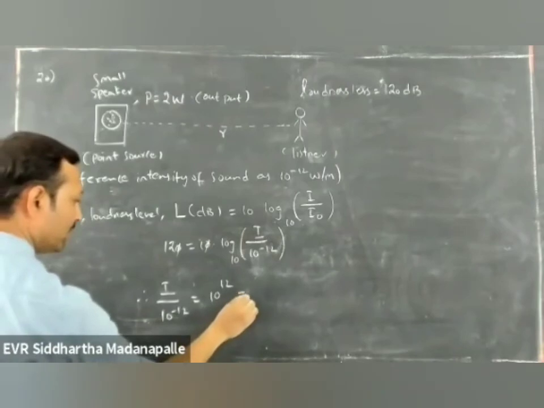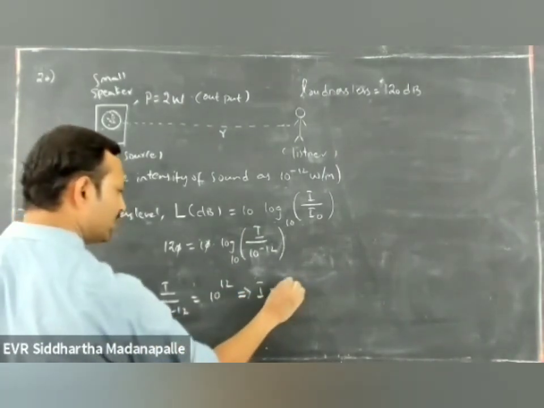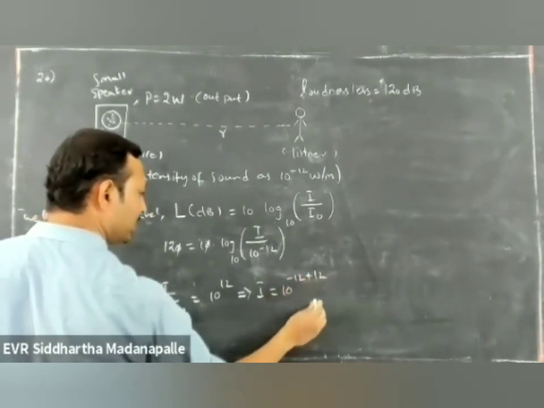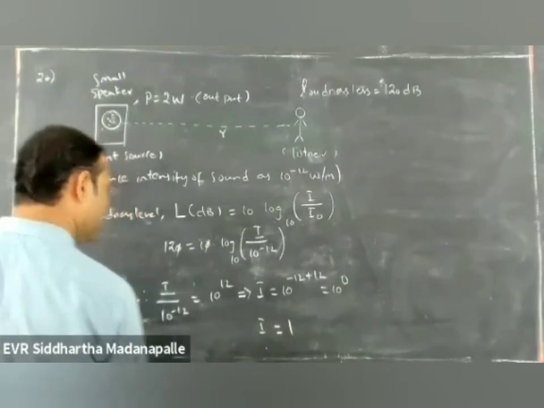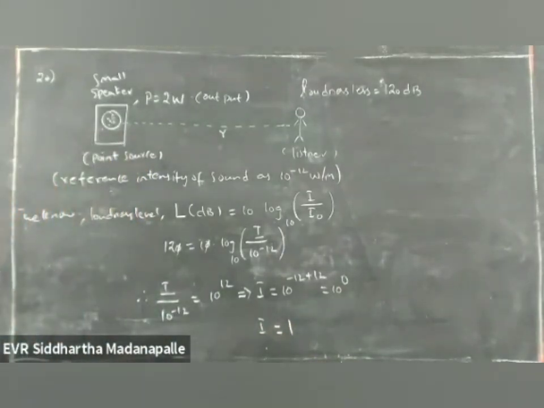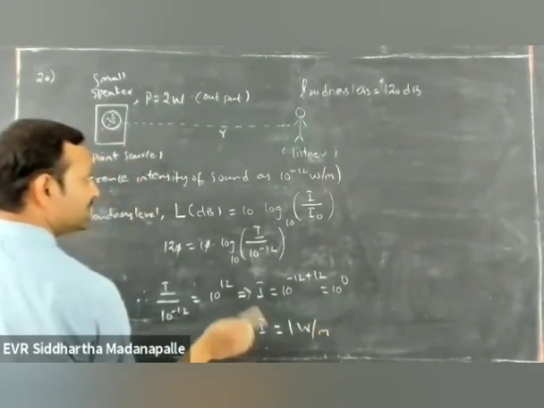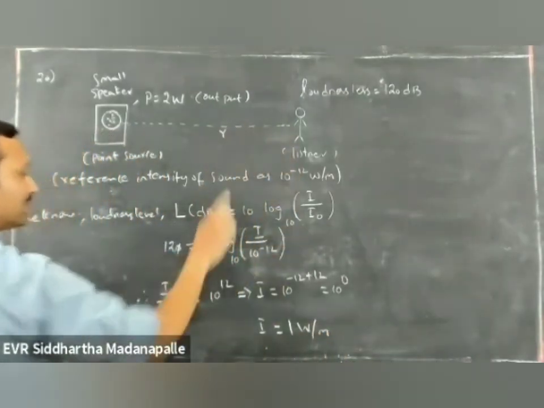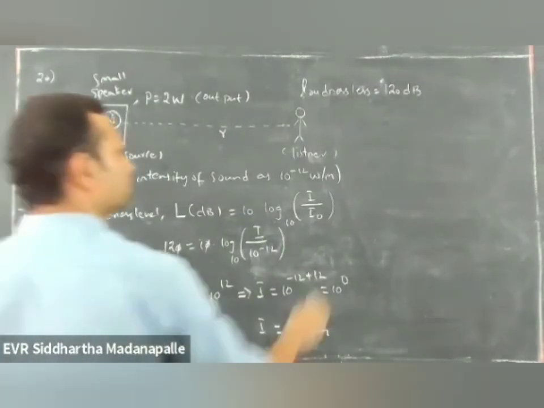So therefore what will be the intensity? I is equal to, cross multiplication, 10 power minus 12 plus 12. So it is equal to 10 power 0. 10 power 0 means I is equal to 1. Right? So 1 watt per meter square. This is the intensity of the sound received by the listener now. Clear? Right.